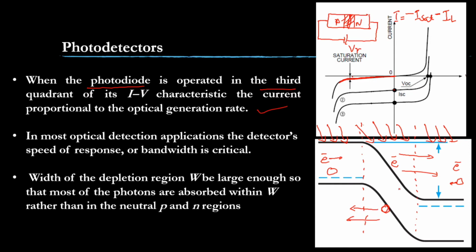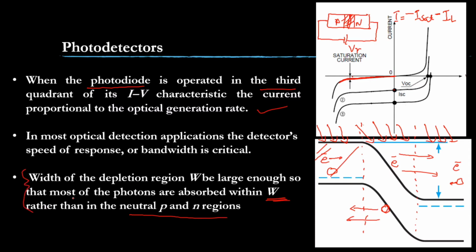If more light is falling on the neutral area, the generated electron hole pair is going to recombine soon. There will not be any current flow across the junction, so the device cannot detect the presence of light. So what is the remedy for that? The width of the depletion region should be large enough so that most of the photons are absorbed within the width of the depletion region rather than the neutral P and N region. That is the remedy.